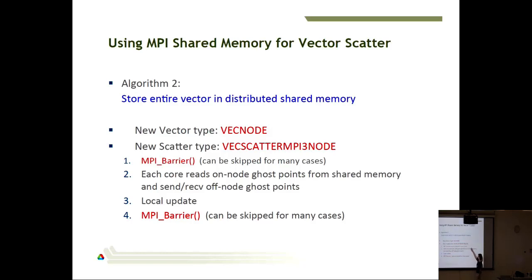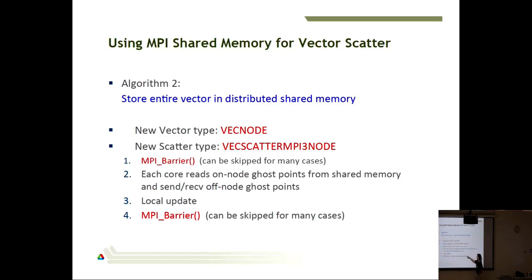So for MPI3 node, I have two MPI barriers, one in the beginning, one at the end of this MPI scatter. And I also put here that they can be skipped. The first barrier ensures all the cores finish previous work and then come down here, right? But sometimes this can be skipped. For example, if you use a Krylov subspace iteration, before calling the scatter, you have done some norm computation or DAO, a synchronizing computation. So this can be skipped, right?